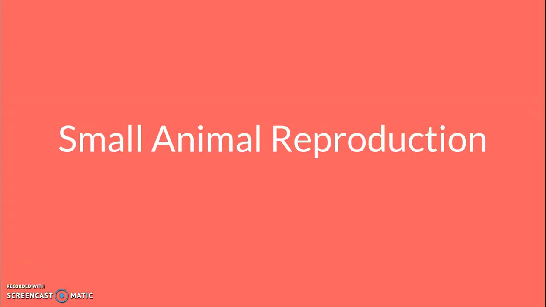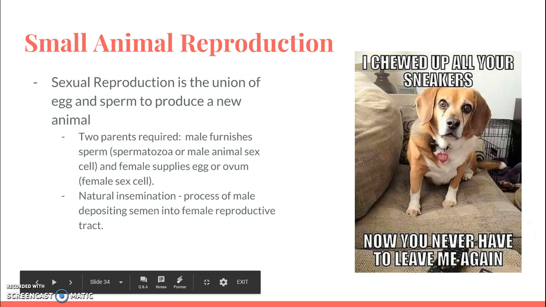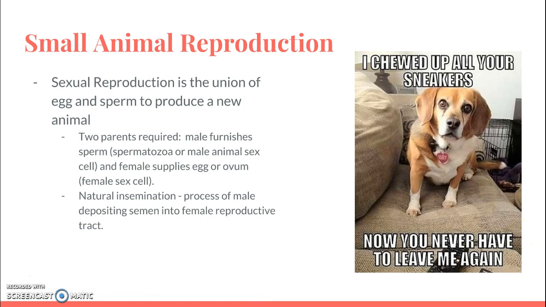So this is the last video in our anatomical study of small animals, and this is going to be all about reproduction of small animals. So sexual reproduction, which is what happens in small animals, is the union of egg and sperm to produce a new animal of the same species. So two parents are required.